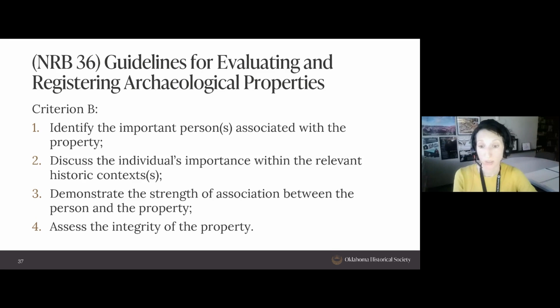We'll move to criterion B. Very similar to A, we're going to identify, in this case, the important person associated with the property. We're going to discuss that significant person's importance within the relevant historic context. And we're going to demonstrate the strength of association between that person and this archaeological site. And then we will assess the integrity of the property.